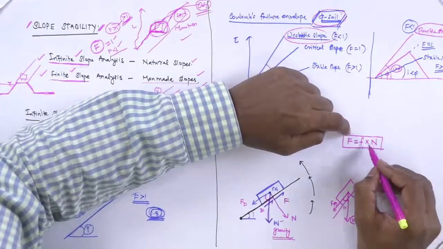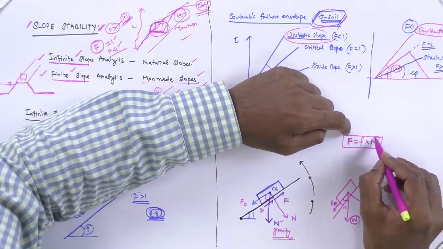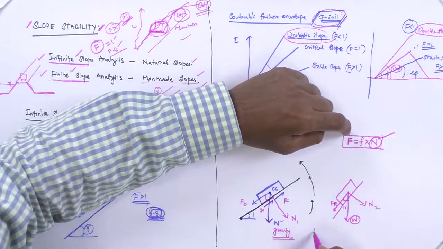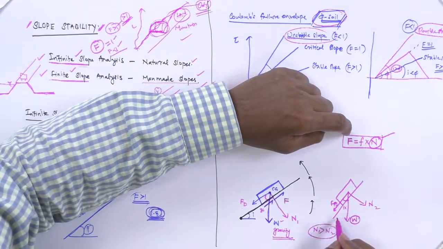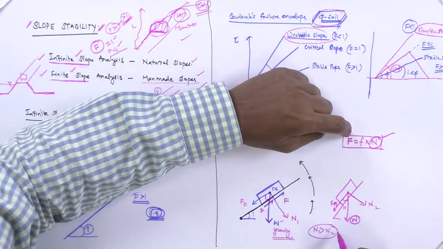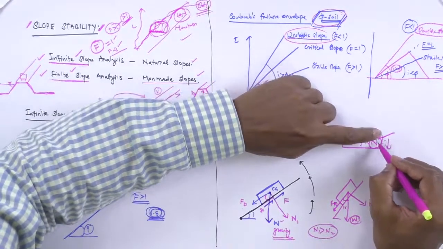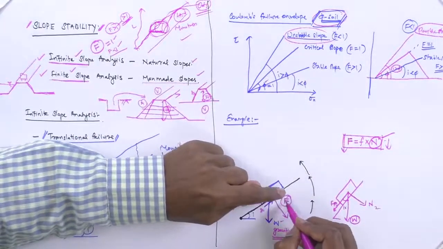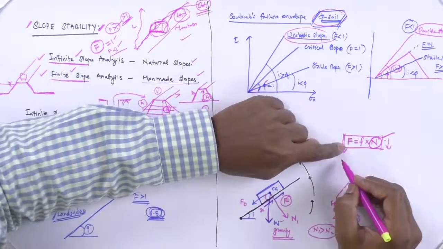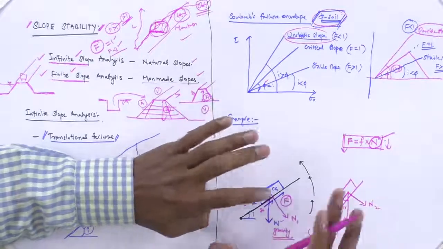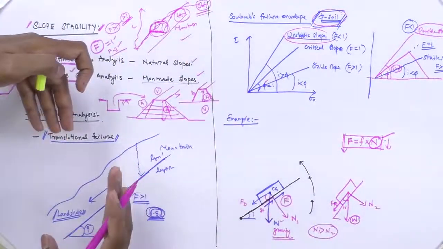But what is coming here? The frictional force developed is entirely dependent on the normal force. Let us say N1 is higher whereas N2 is lesser. When the slope increases, the normal force acting on this plane slowly starts going down, and the frictional force also goes down. The frictional resistance developed in the opposite direction goes down, and the mass starts moving. That is what translational failure is, as I have explained here.